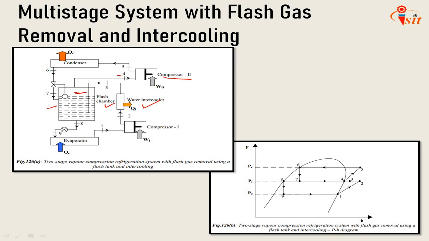In a liquid subcooler, the liquid refrigerant from the condenser is subcooled by exchanging heat with the refrigerant liquid in the flash tank. As a result, a small amount of refrigerant vapor is generated in the flash tank, which needs to be compressed in the high stage compressor.